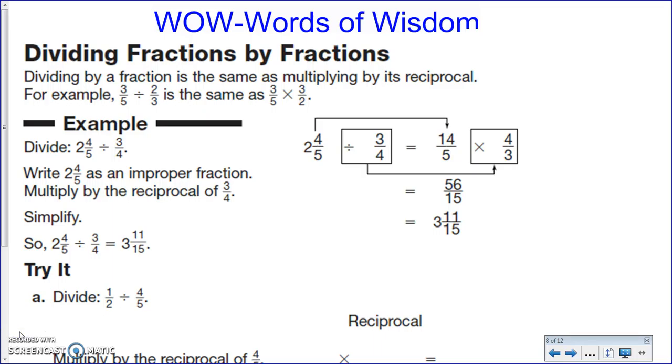Then, to be able to change the division sign to multiplication, we have to do the reciprocal of the second fraction. In dividing fractions, it is always the second fraction that gets flipped upside down. So 3/4 becomes 4/3, which allows us to change the division sign to multiplication. So now we're going to multiply across. 14 times 4 is 56. 5 times 3 is 15. And we get 56/15. We know 15 will divide into that 3 times with a remainder of 11. So it becomes 3 11/15.